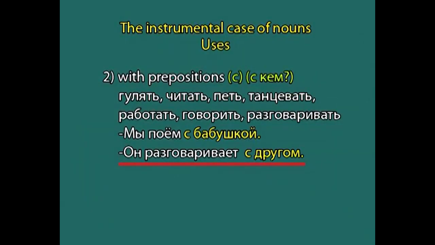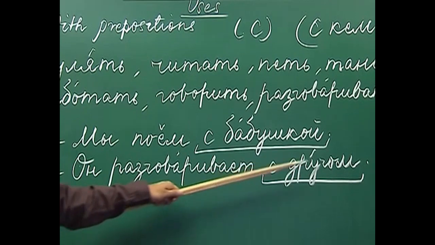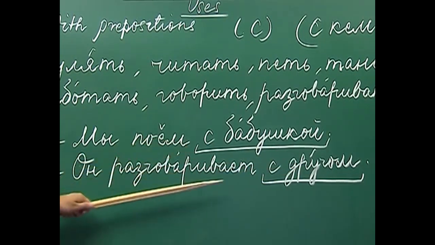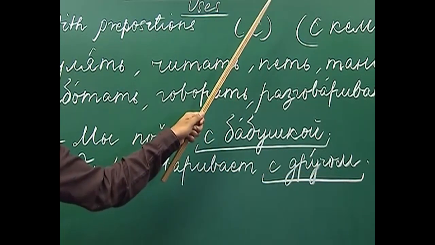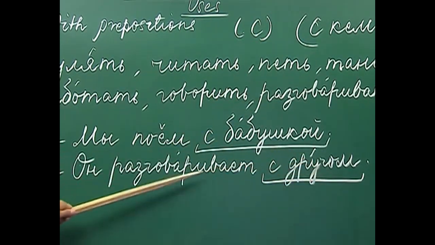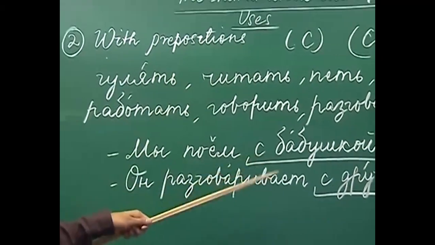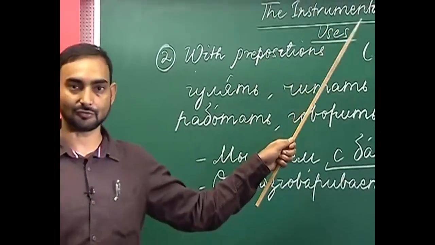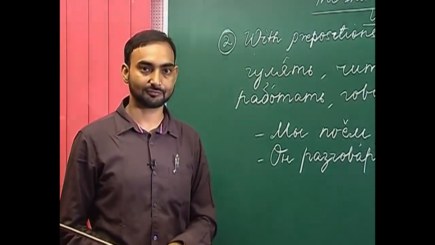The next example I have written here is Он разговаривает с другом. He is talking to his friend. So, друг in the instrumental case has become другом. He is talking to his friend. This is the second use of the instrumental case of nouns. There are other uses also that we will discuss in the next part.